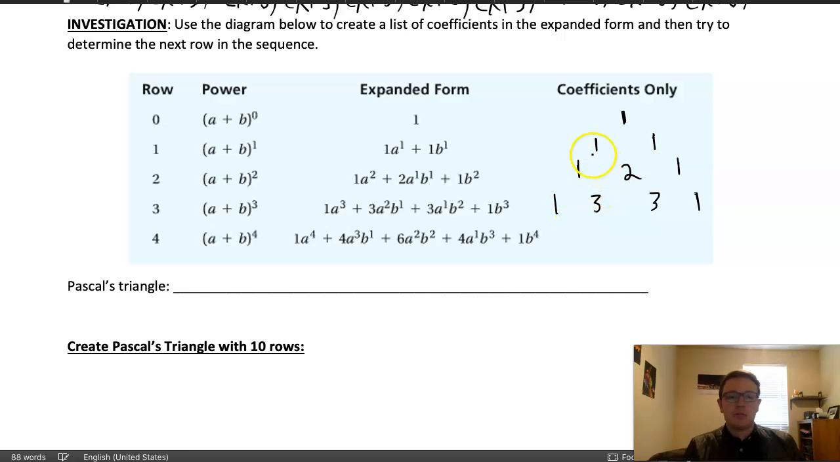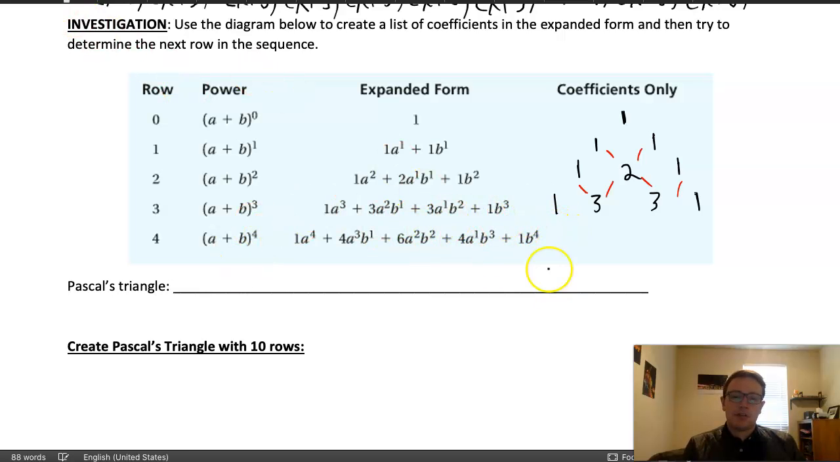So how is each row related to the previous? Well, if we look, these interior terms seem to be what we add together. For example, 2 we get from adding 1 and 1 together. 3 we get from adding 1 and 2, and 2 and 1 together. And our outside numbers always appear to be 1.